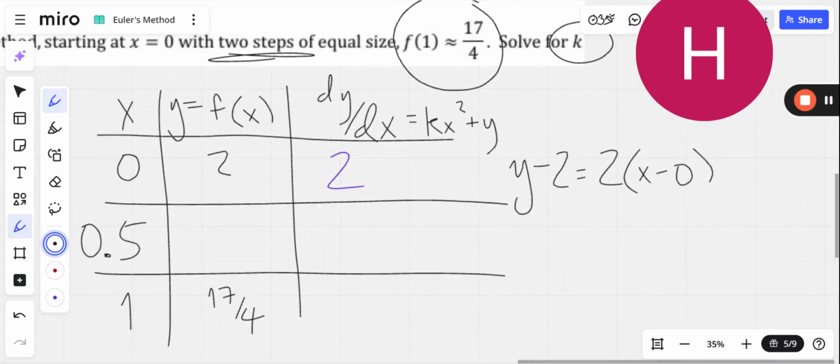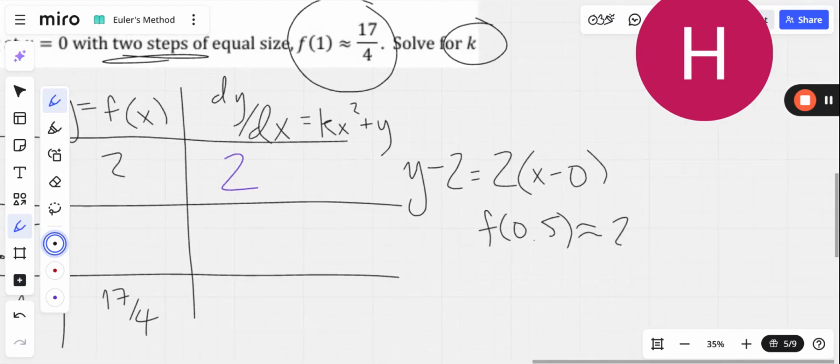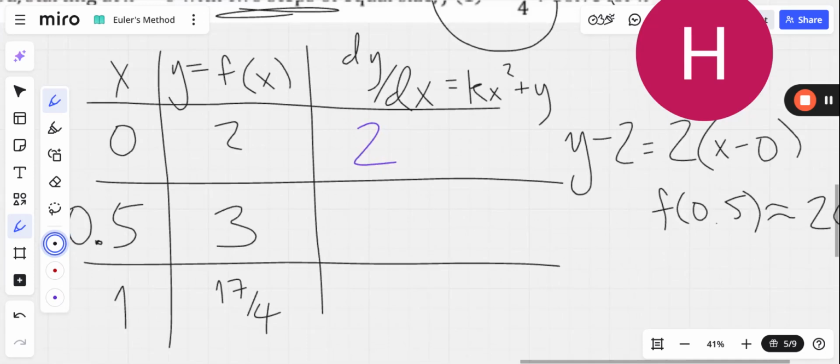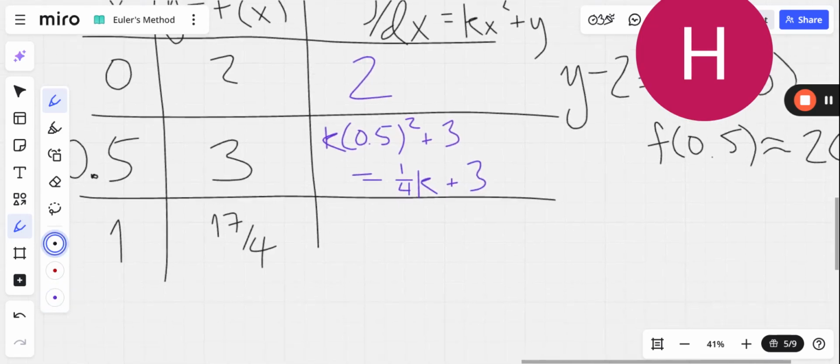Now we don't know the y value here, but we can at least find the y value. We could say that f of 0.5 is approximately 2 times 0.5 plus 2, which is 3. So we know that this is 3, therefore we can get an exact value for the derivative in terms of k. So this is going to turn into k times x squared. I'll rewrite it in a moment. K times 0.5 squared plus 3, which just equals 1/4 k plus 3.